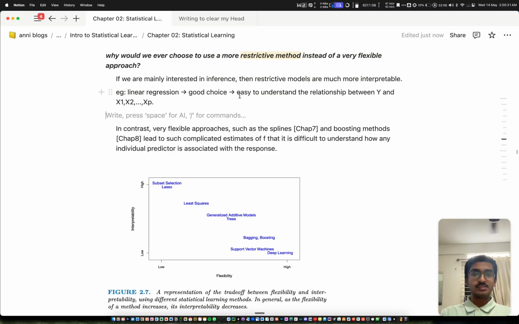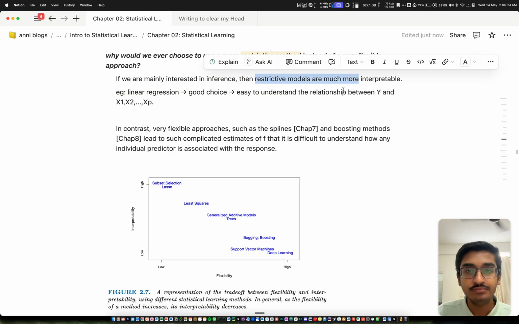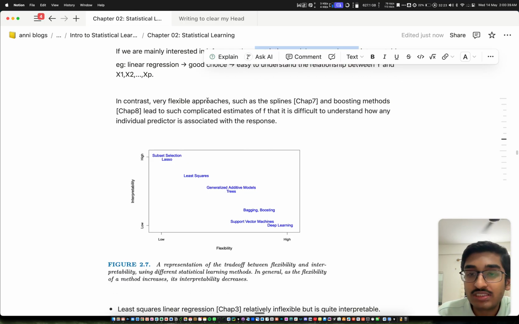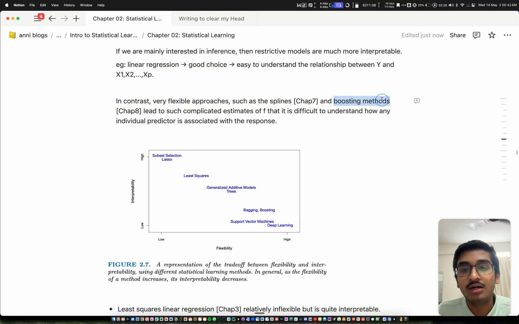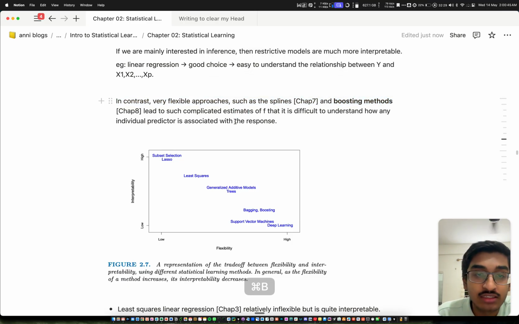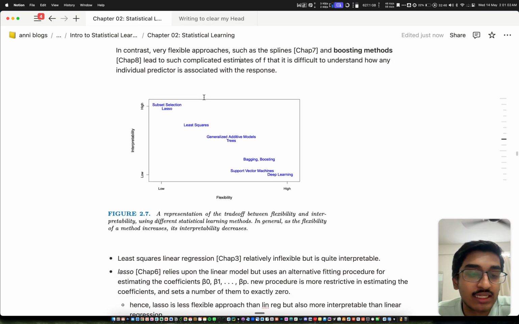If we're interested in inference, then restrictive models are much more interpretable. You understand how each predictor value is contributing to the actual output by the response variable, and it's useful for business cases that we discussed above. But flexible approaches like splines or boosting methods, while they may yield good results, are good for the prediction case where the company really doesn't care what the model is as long as it gives an accurate result when they need it. Yeah, they're not interpretable. You can't understand how the algorithm is coming to that. It's much more difficult to understand that.